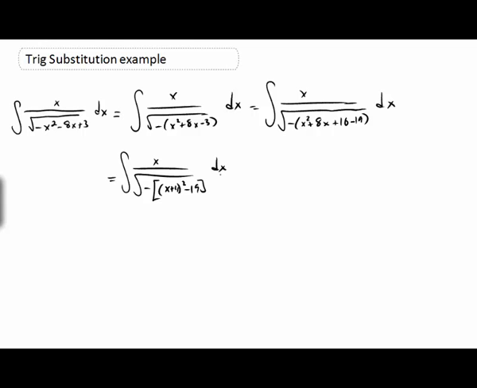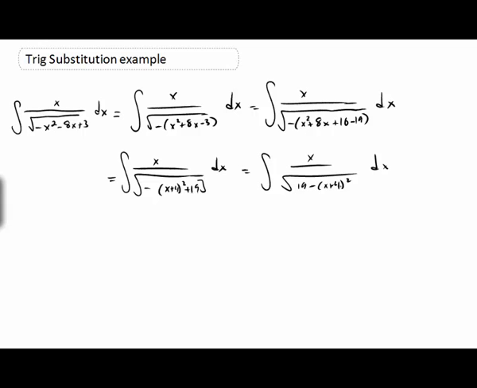And now I can distribute the negative sign, which will make it look like that. Then I'm going to write this as the square root of 19 minus x plus 4 quantity squared dx. So now I have this in the form where I can see the appropriate trig substitution.